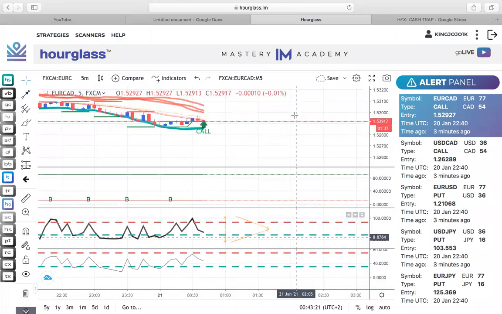Drop a 7 in the chat if you understand the stochastic oscillator and what it is for.